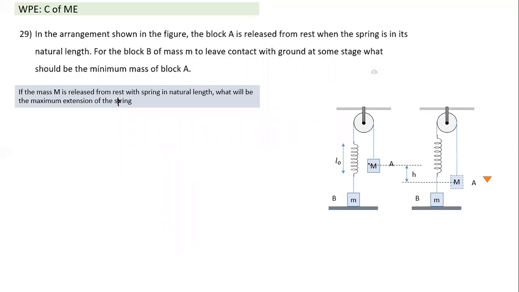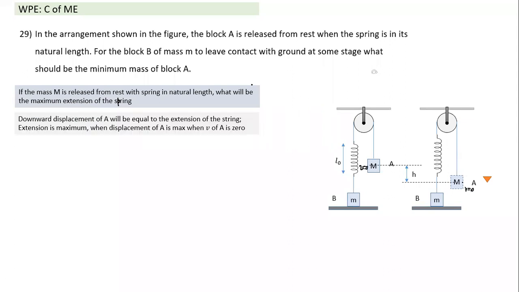So let's see, this is the initial state when the spring was at natural length. This state corresponds to maximum displacement of A. When the displacement of A is maximum, its velocity will be 0. So initial condition, just released; final condition, when extension is maximum. So here also velocity is 0, and here also velocity is 0. So these are the two states.